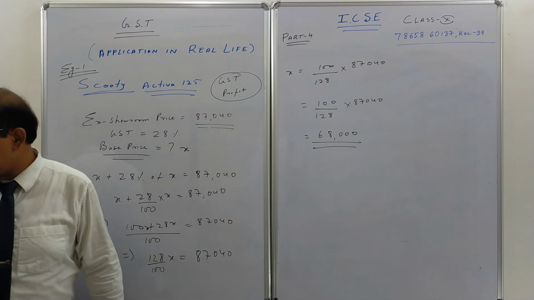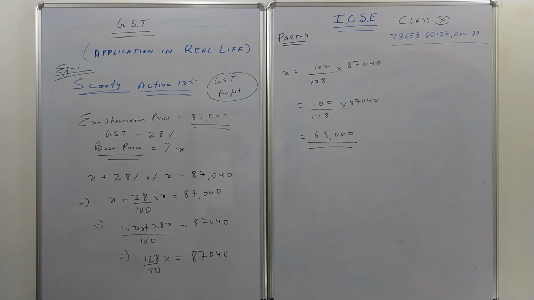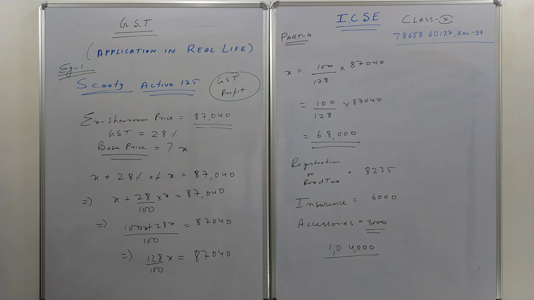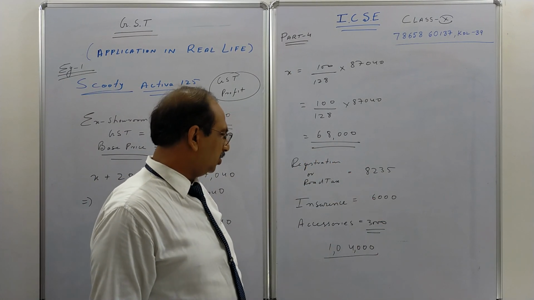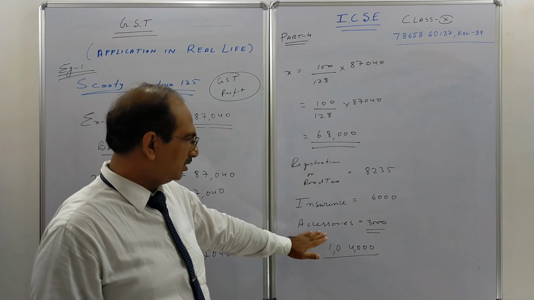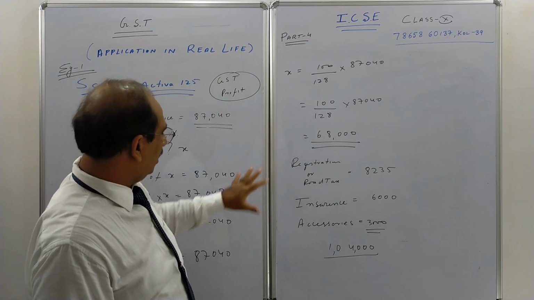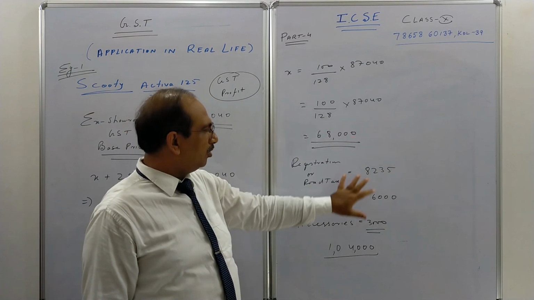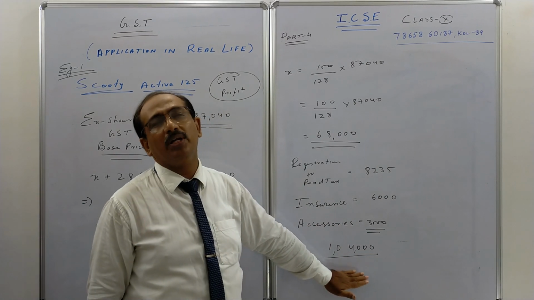And ultimately, what is the real price? Finally, children, this was the ex-showroom price, then for registration or road tax you pay around 8,000, 6,000 for insurance, sometimes you buy accessories, guard and all, then footrest. So it comes to around 1,04,000. What I saw is that most of the time, your real price after all GST and all the taxes, registration and insurance, almost becomes 50% more.